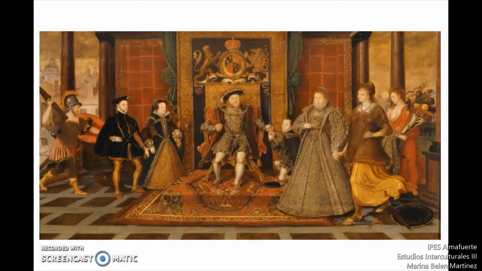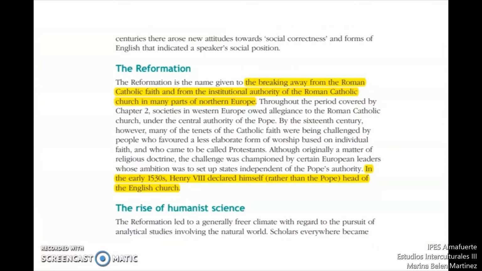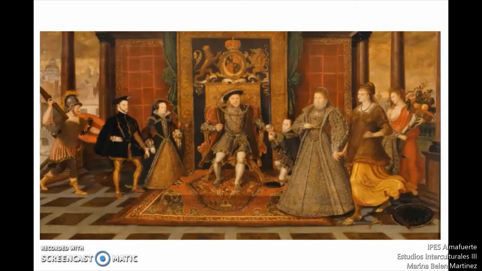the Tudor succession. As Dick Leith and David Raddle explain in Modernity and English as a National Language, the Reformation was the breaking away from the authority of the Roman Catholic Church in many parts of Europe. In the early 16th century, Henry VIII declared himself, rather than the Pope, head of the English Church. The Reformation was a complicated and confusing process with several shifts in religion.